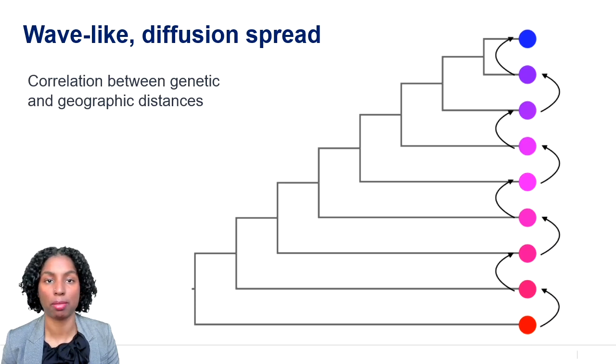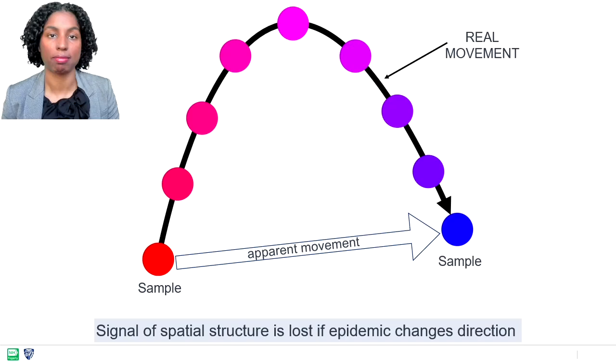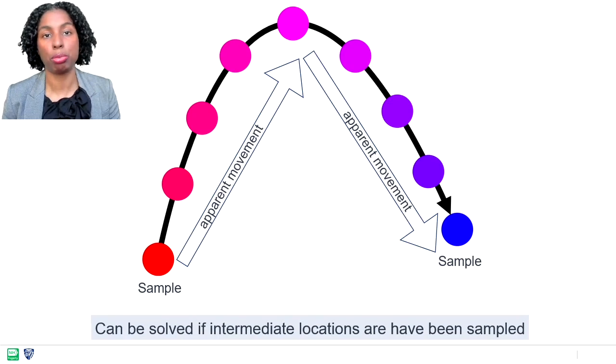This is often seen when transmission and/or spatial movement rates are low, and is more common for wildlife viruses than those of humans. Keep in mind that signal of spatial structure is lost if the epidemic changes direction. When we have two samples of a pathogen, we might infer an apparent direct movement when the real movement is more complex. This can be improved if intermediate locations have been sampled.